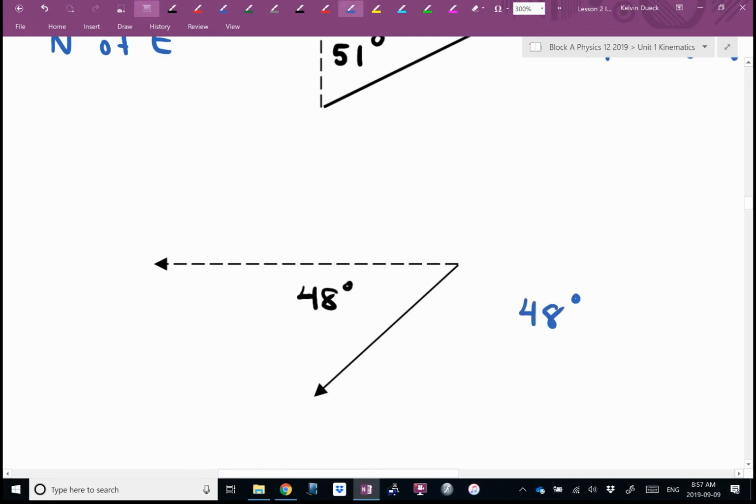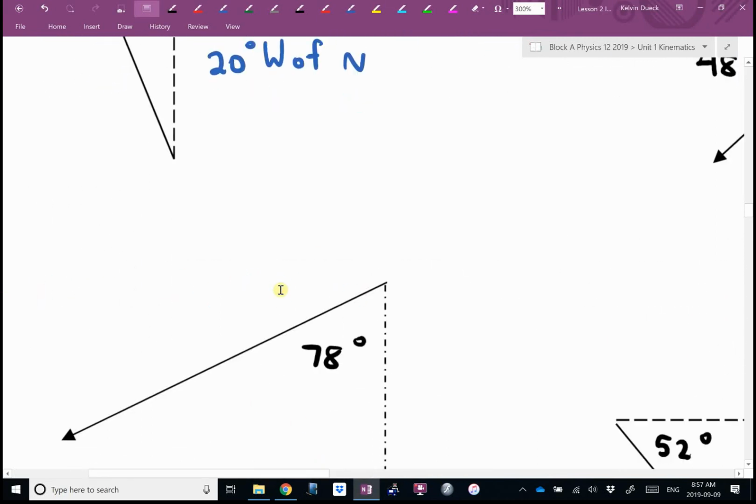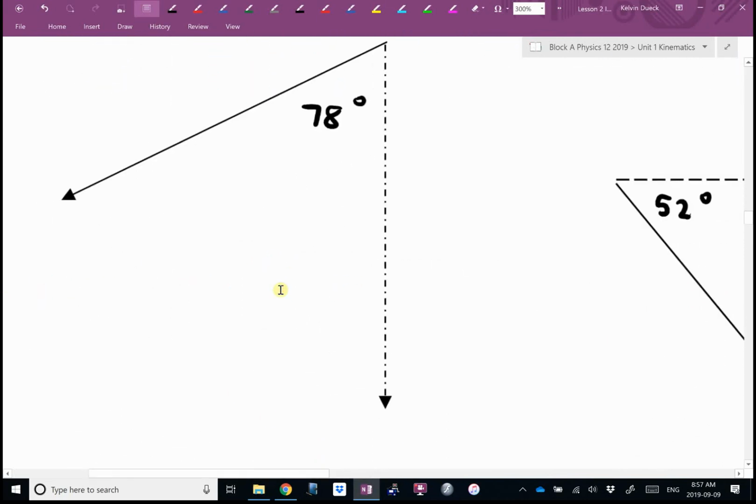48 degrees north of south, east of west, what of what? South of west. Start out going west and then go south of west. 78 degrees north of south, east of west, what of what? West of south.